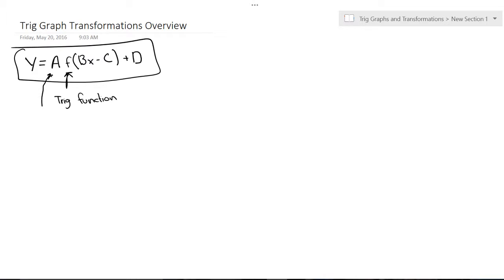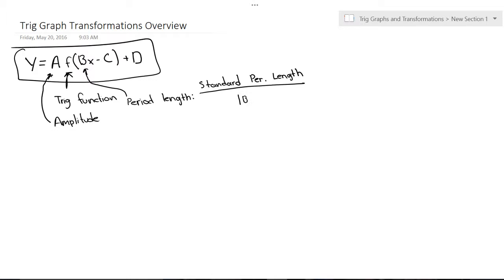This A represents the amplitude, which controls how far up and down the graph goes from the center. And then we have this B, that has to do with period length. The period length is equal to the standard period length. For sine and cosine it is 2 pi, and for tangent and cotangent it's just pi, and we divide that by the absolute value of b.